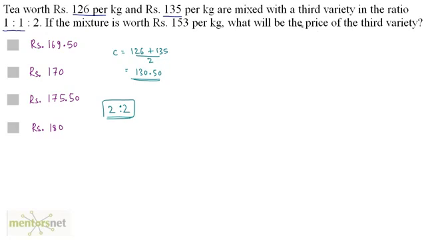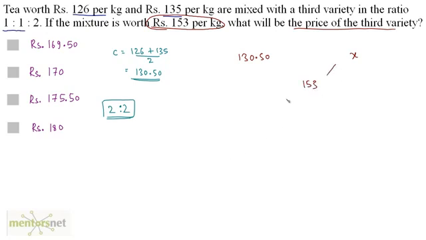Now we want the price of the third variety. Let us apply the alligation rule. On one hand, we have one variety's cost as 130.50. Let the other variety's cost be X rupees per kg. Right. Now the mixture is worth 153 rupees per kg. So this is the mean cost. So the mean cost is 153.